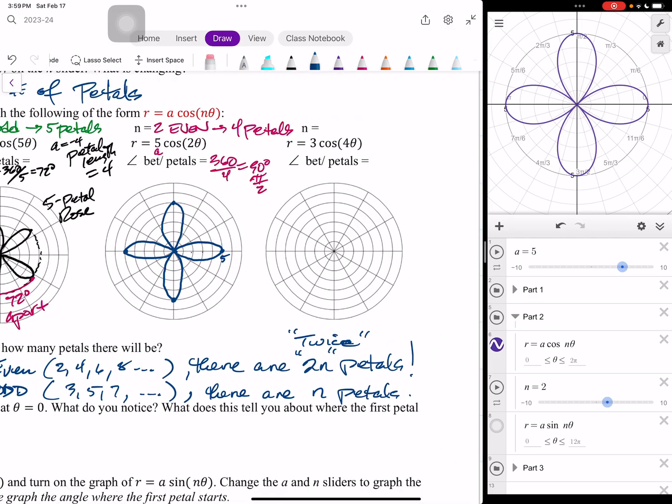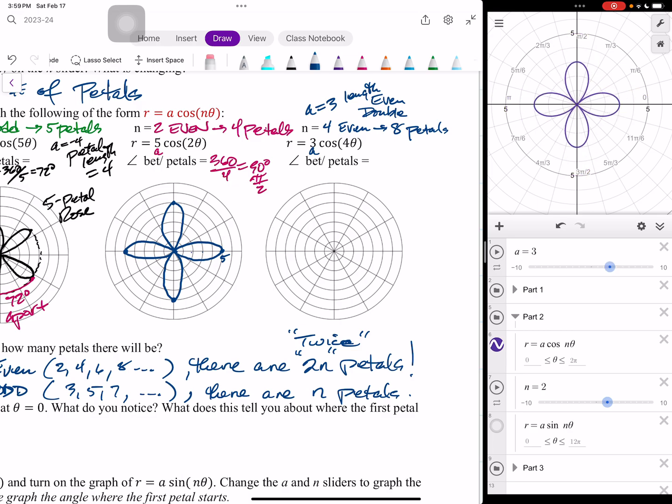Let's do another one. So here, n is 4, so that's even. So I expect 8 petals because you double. So even, you double. So 4 times 2 is 8 petals. A is 3, so that's the length. A is 3, that's the length of the petal. And so let's verify that. So I'm going to change A to 3. All right, and then I'm going to change N to 4, see what happens.